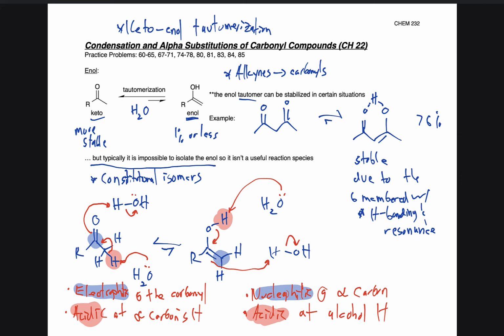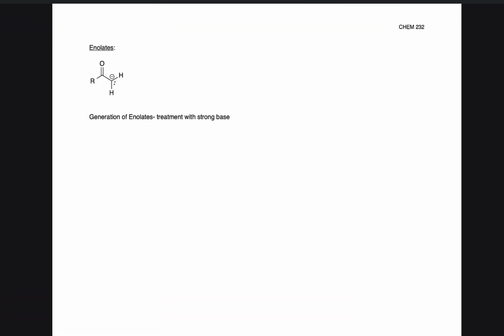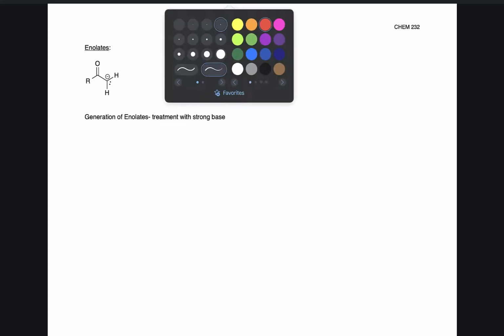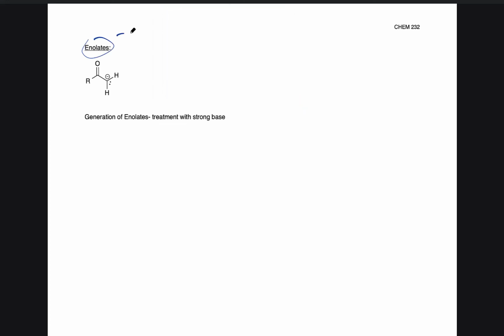The enol form is, again, less stable, but it does undergo this sort of reactivity where it's more nucleophilic and it's acidic at the alcohol hydrogen. Okay, so enolates. As the name kind of implies, similar to enols, essentially all this really means is that it's a negatively charged enol, and is deprotonated at the alpha carbon.